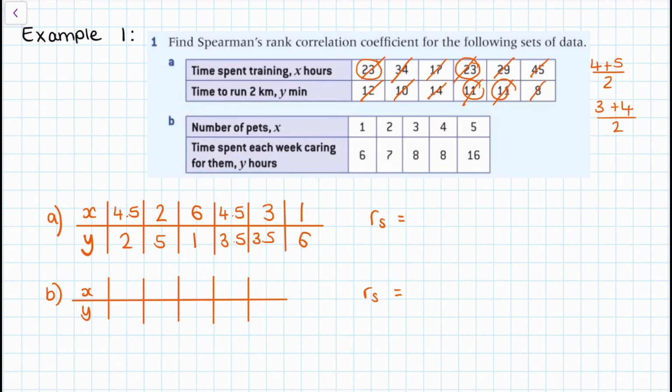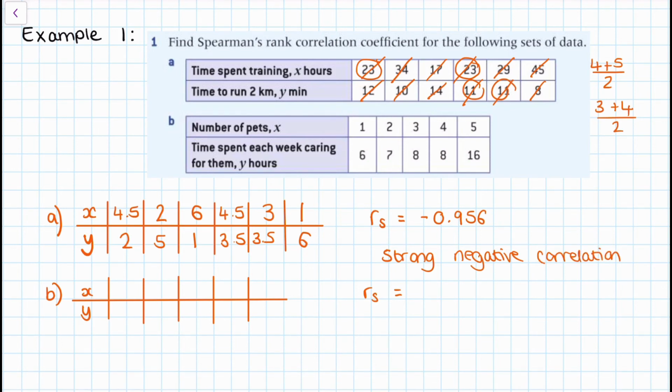Now in your calculator, you put these bits of data into the spreadsheet, you go into your stat calculations, linear regression, and then look for the R value, not R squared, but the R value. That will tell you the Spearman's rank. With this one here, you get negative 0.956, which means it is a strong negative correlation.